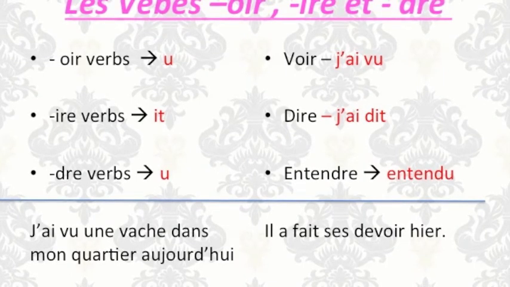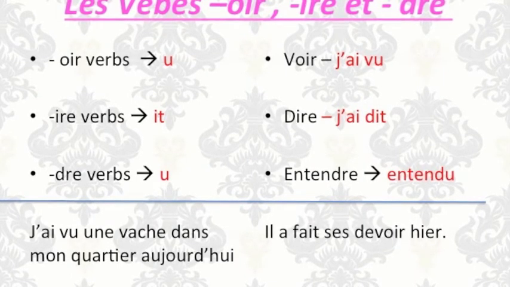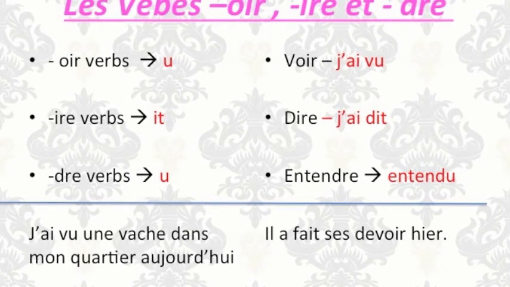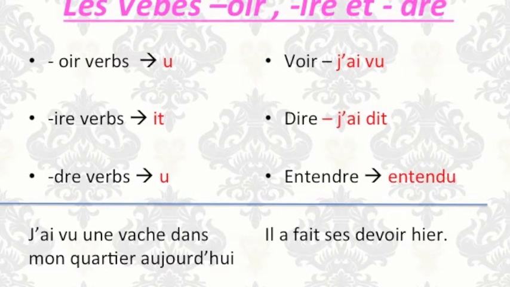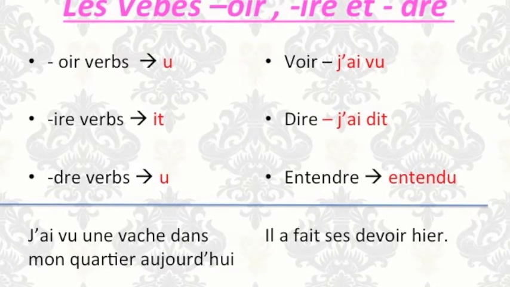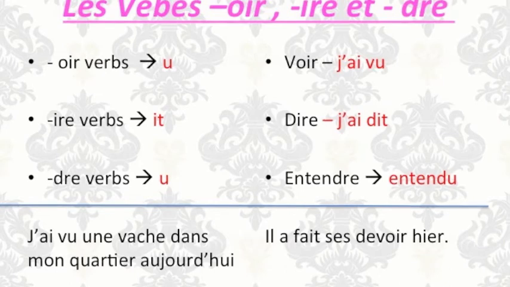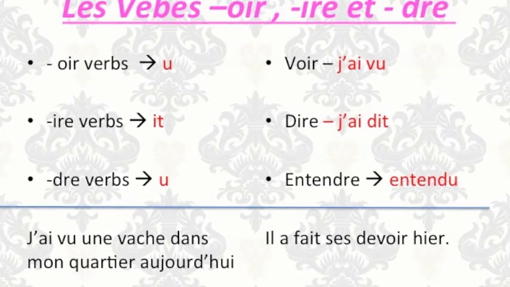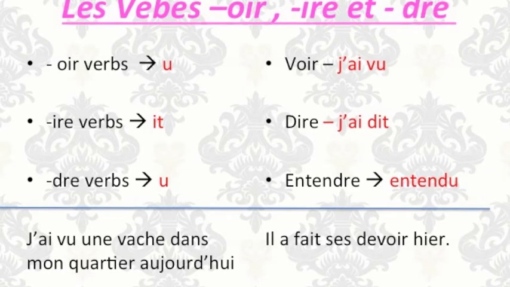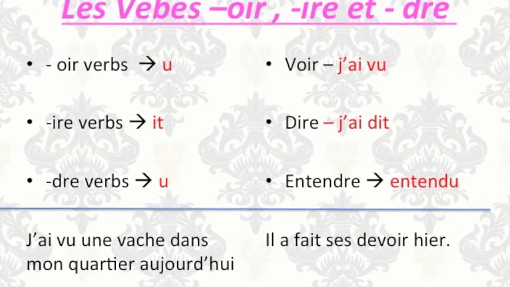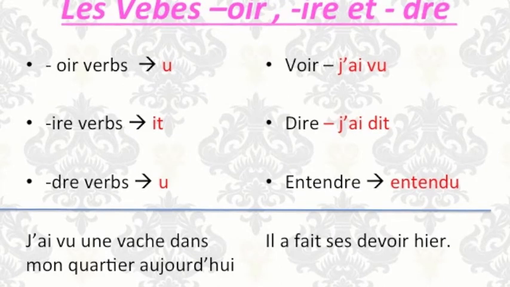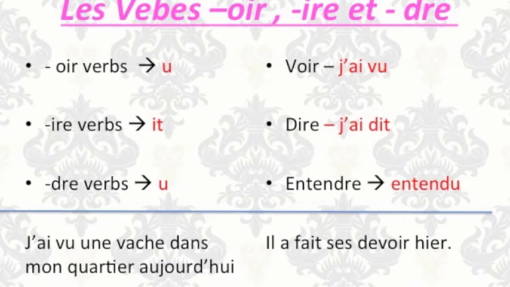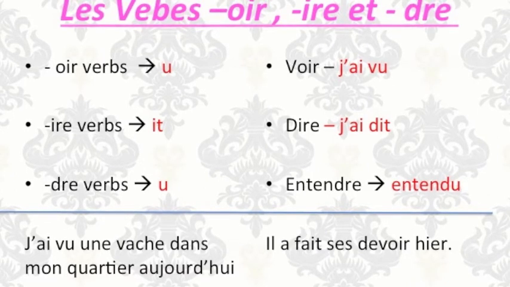And some other examples are verbs that end in OIR, IRE, DRE. When you have a verb that ends in OIR, it becomes a U, like voir becomes j'ai vu. When you have an IRE verb, it becomes IT, like dire becomes j'ai dit. When you have a DRE verb, it becomes a U, like the OIR verbs. So you have entendre becomes entendu.